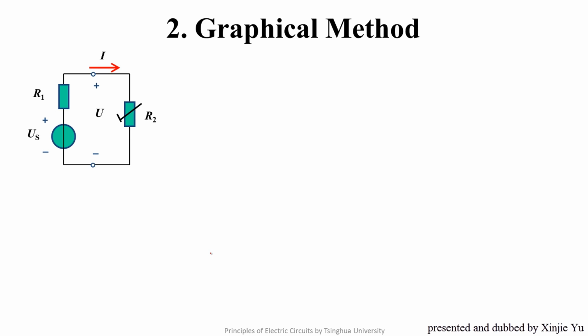Next, we discuss the second solution, that is the graphical method. Taking a simple circuit containing a nonlinear resistor as an example. This is very similar to the example we used in learning the substitution theorem previously. We can draw their UI features in the same port.